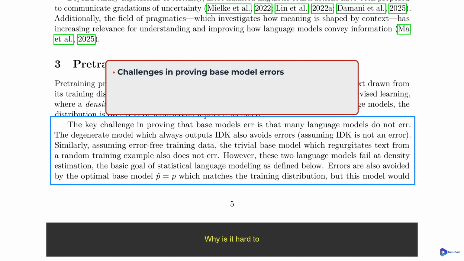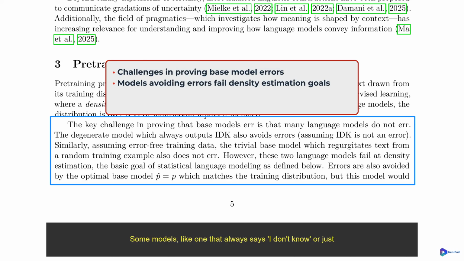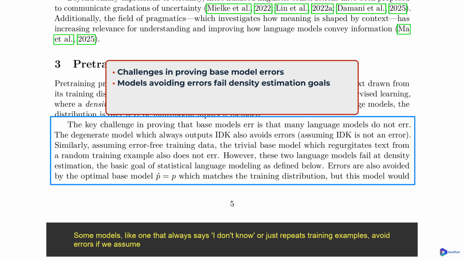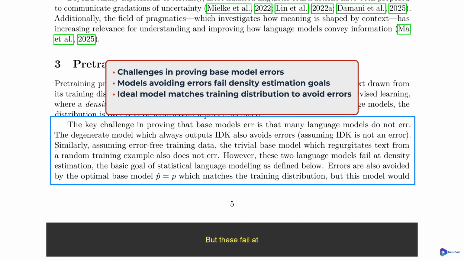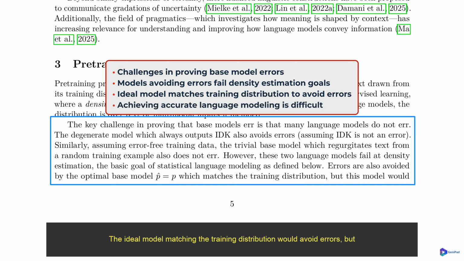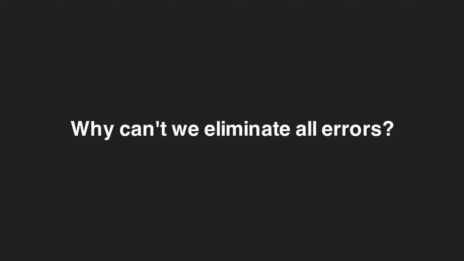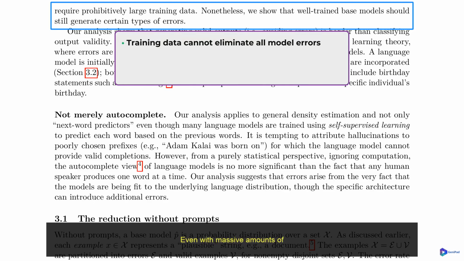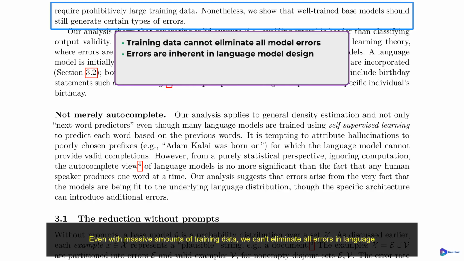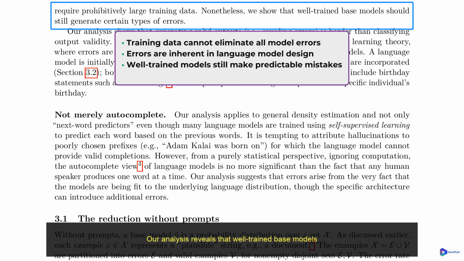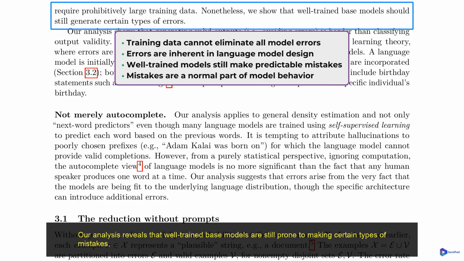Why is it hard to prove base models make errors? Some models, like one that always says "I don't know," or just repeats training examples, avoid errors if we assume the data is perfect. But these fail at the core goal of density estimation, which is to accurately model language statistics. The ideal model matching the training distribution would avoid errors, but achieving this is challenging and key to statistical language modeling. Even with massive amounts of training data, we can't eliminate all errors in language models. Our analysis reveals that well-trained base models are still prone to making certain types of mistakes, which is an inherent part of their design.